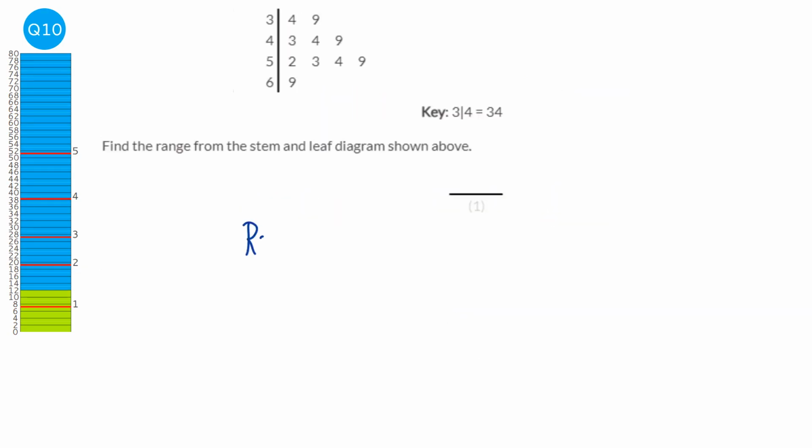The range is the biggest number, take away the smallest number.